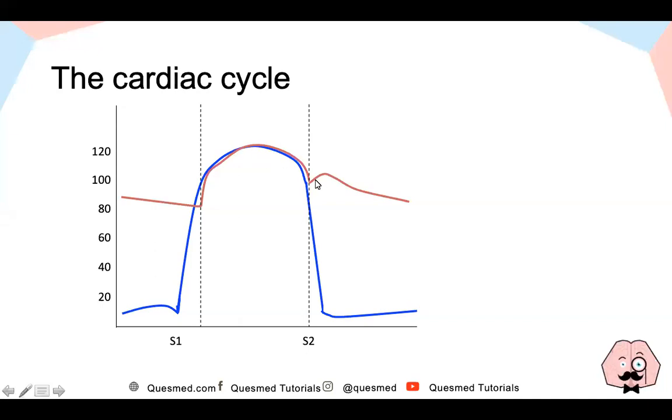This little notch here is the dicrotic notch, and that is to do with the elastic recoil of the aorta, and it levels out the pressure within the aorta. Okay. The pressure within the aorta slowly decreases again to the point at which we've got our diastolic blood pressure around 80, and then the cycle will repeat itself.